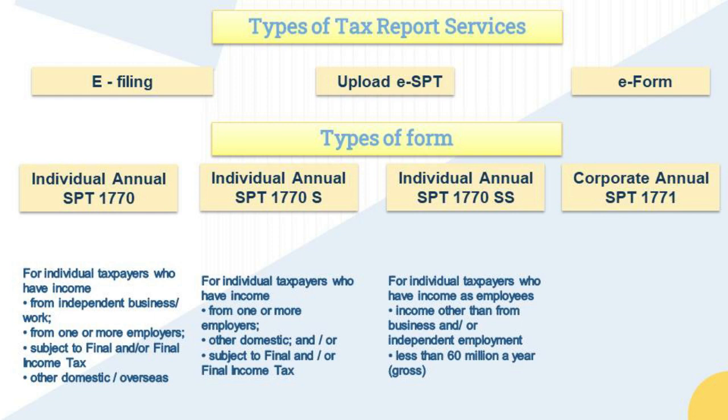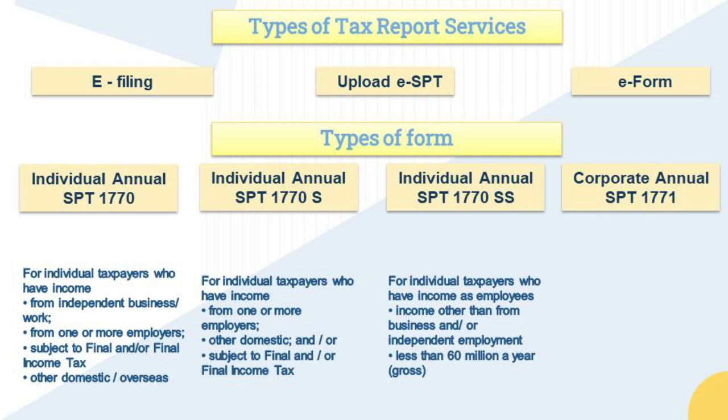Before, my friend already told you that there are 4 types of form that you can choose and fill depending on your condition, and I will explain it more. First, individual annual SPT 1770. You can report it by upload e-SPT and by e-form. This form is for individual taxpayers who have income from independent business or work from one or more employers, subject to final and or final income tax, either domestic or overseas.